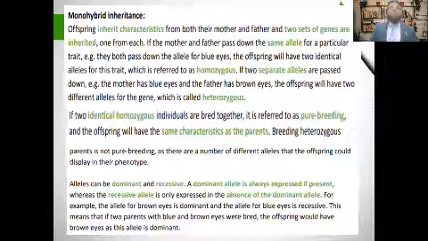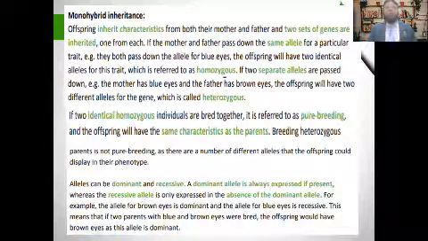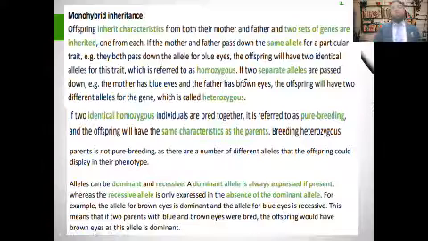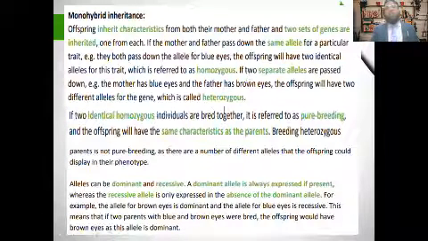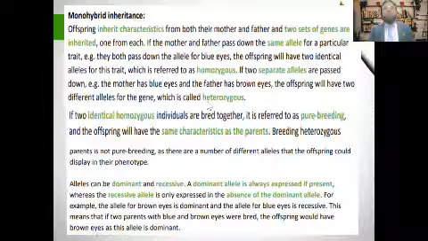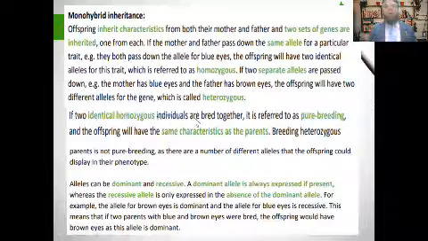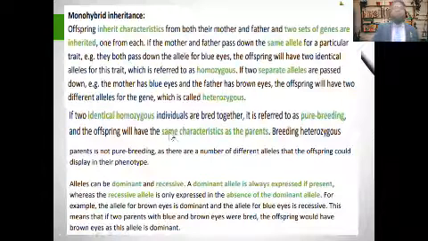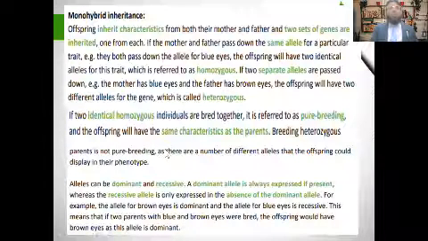Whenever there is the same type of gene, this is called homozygous, meaning a pair of identical genes. If the pair of non-identical genes is there, this is called heterozygous. For example, capital T is homozygous, or small t is homozygous, but capital T, small t is heterozygous, meaning two non-identical genes. If two identical homozygous individuals are bred together, it is referred to as pure breeding, and the offspring will have the same characteristics as the parent. Breeding heterozygous parents is not pure breeding, as there are a number of different alleles that offspring could display in their phenotype.